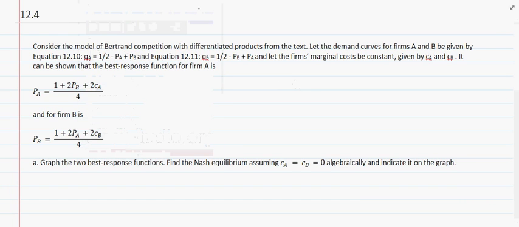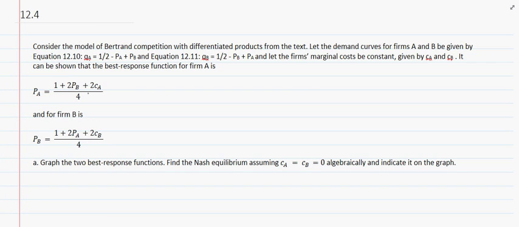Okay, so we're going to do question 12.4 now. In this question, we are given a Bertrand competition model with differentiated products. So we are given a demand curve for A and for B as follows, and we have the marginal cost for the firms being constant, given by CA and CB for firm A and firm B respectively.